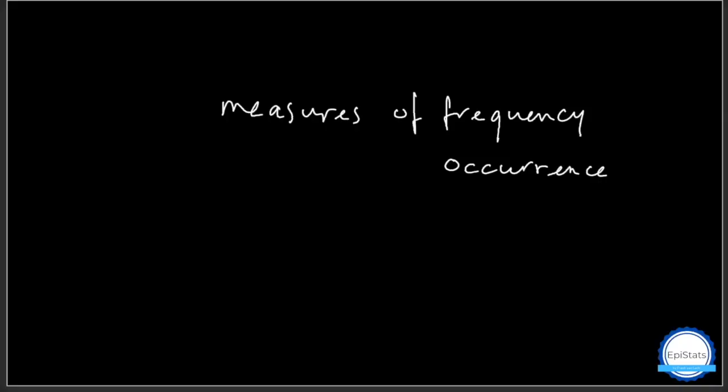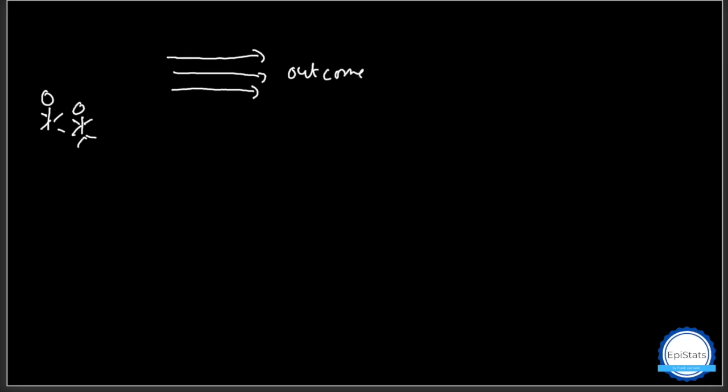Risk, rate and hazards are so-called measures of frequency or measures of occurrence, which specifically are of importance when we have a cohort design. In a cohort design, we follow up individuals within the cohort to see whether during follow-up these individuals develop the outcome of interest. We can denote an outcome with an X and a non-outcome with a dot.